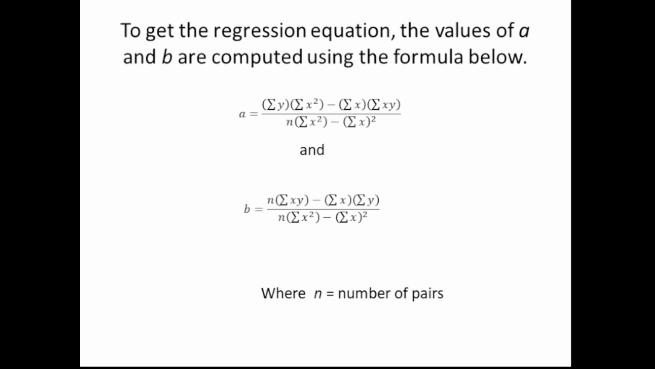Okay, here's the formula for a and b. To get the regression equation, the values of a and b are computed using the formula below. So yung a natin is equal to summation of y times summation of x squared minus summation of x times the summation of xy, all over n times the summation of x squared minus summation of x, then square. For b, n times summation of xy minus summation of x times summation of y. Okay, product po yun. All over n times the summation of x squared minus square ng summation of x, where n is the number of pairs.